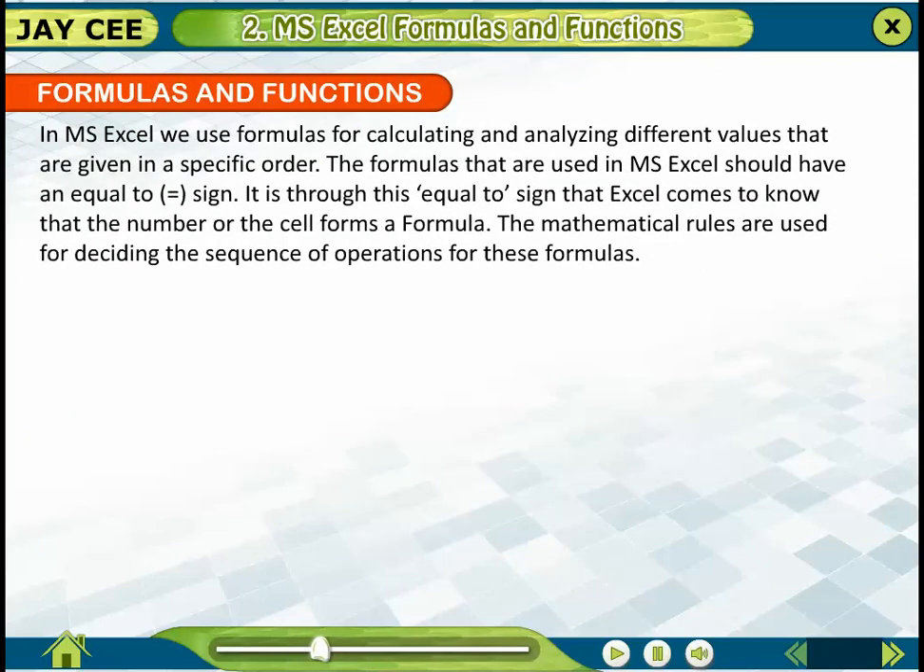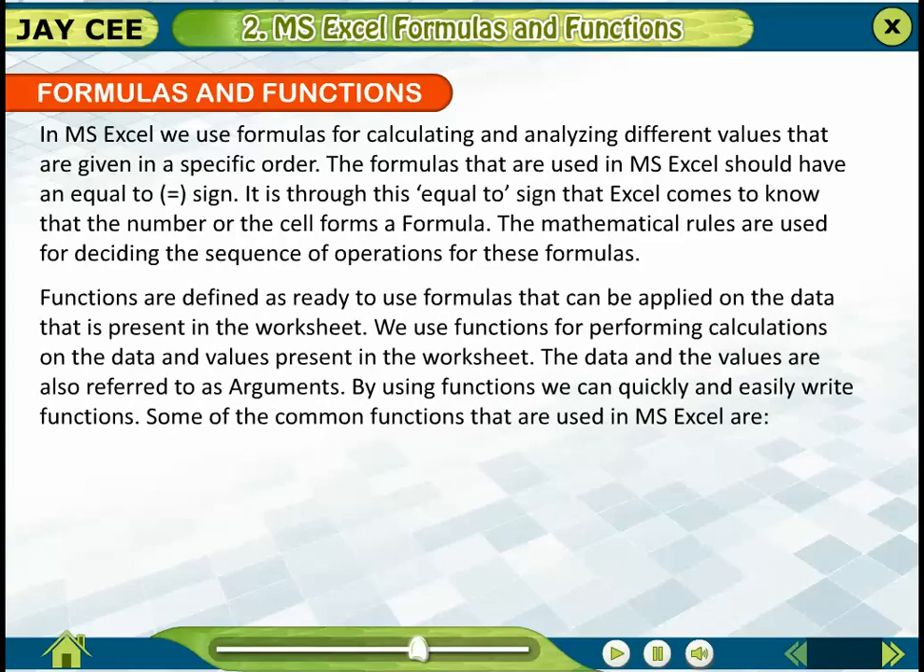Formulas and functions. In MS Excel, we use formulas for calculating and analyzing different values that are given in a specific order. The formulas that are used in MS Excel should have an equal to sign. It is through this equal to sign that Excel comes to know that the number or the cell forms a formula. The mathematical rules are used for deciding the sequence of operations for these formulas.